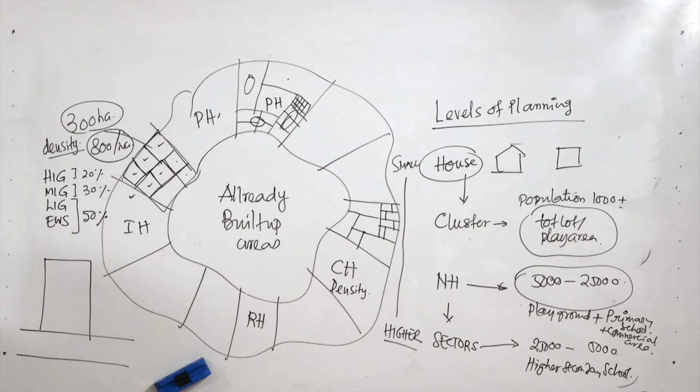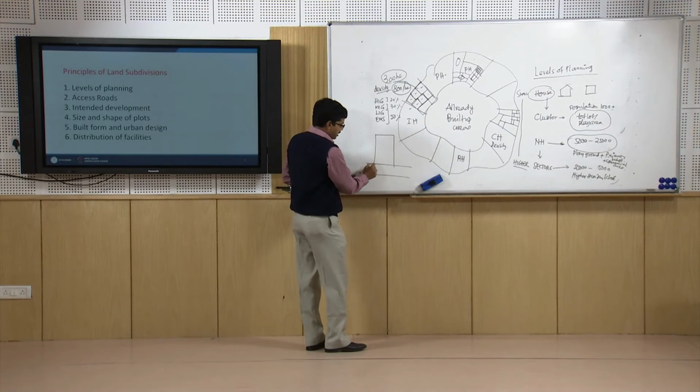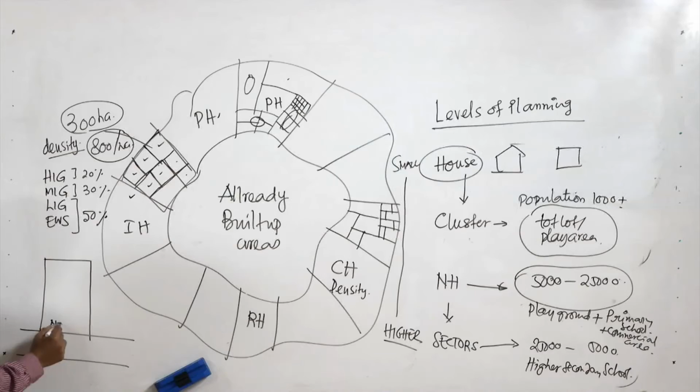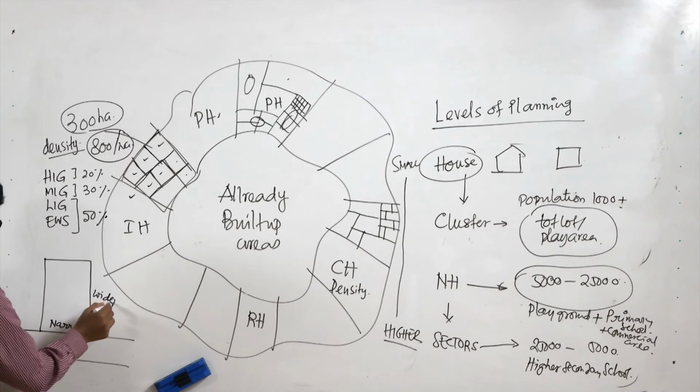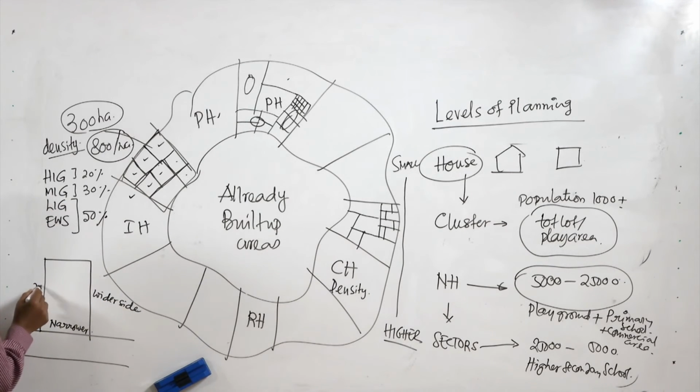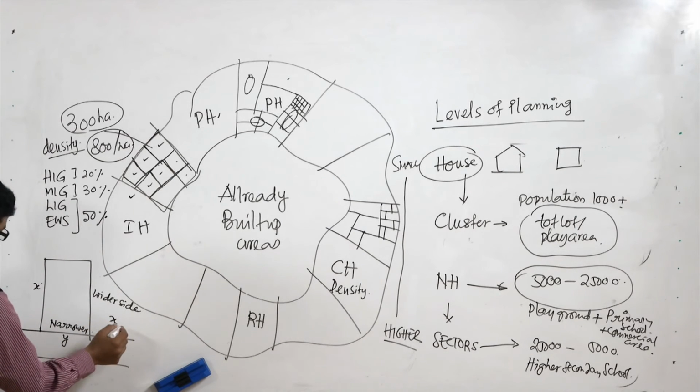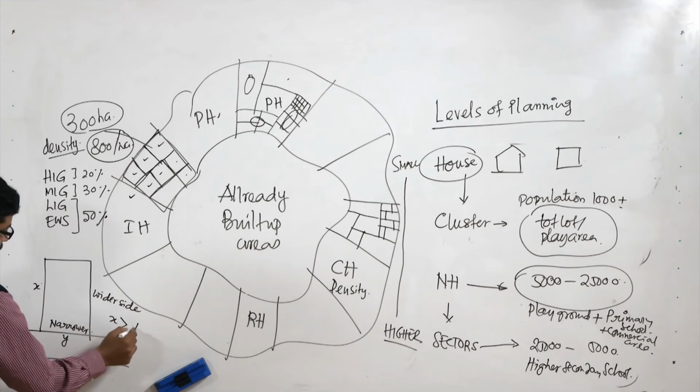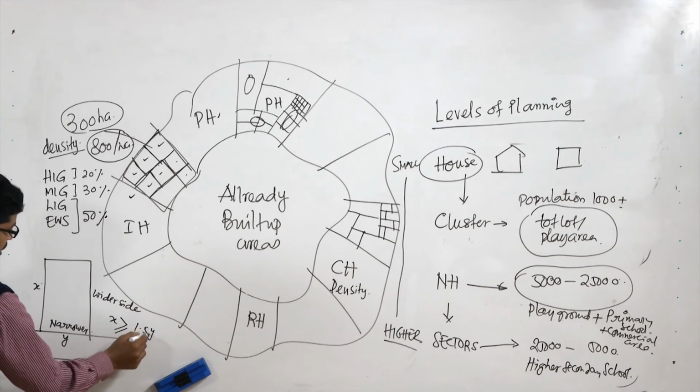Where the access road is given at the narrower side. So, this is the narrower side and this is the wider side. So, if you depict this as x and y, then x should be more than or equal to at least 1.5 y.